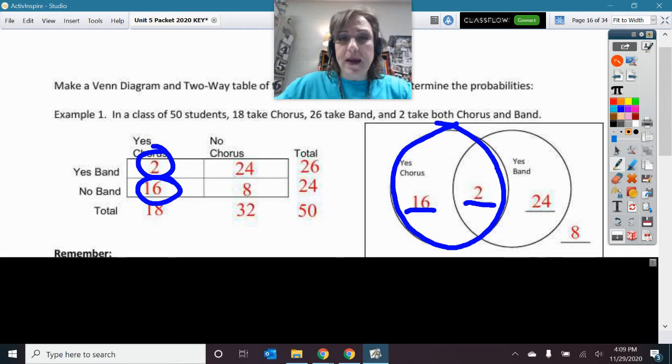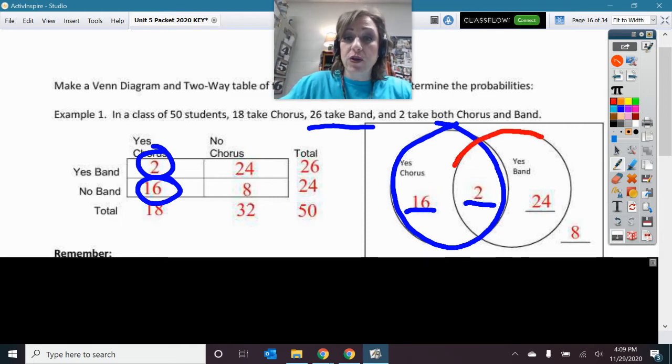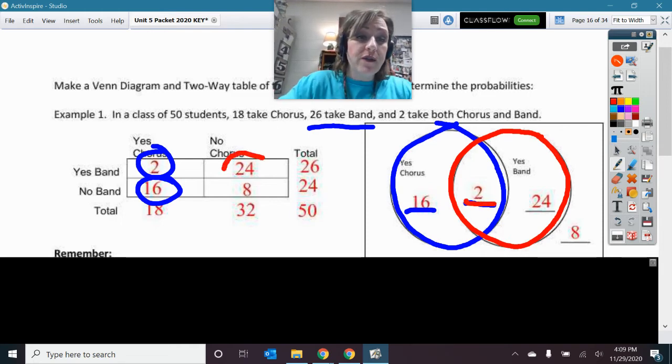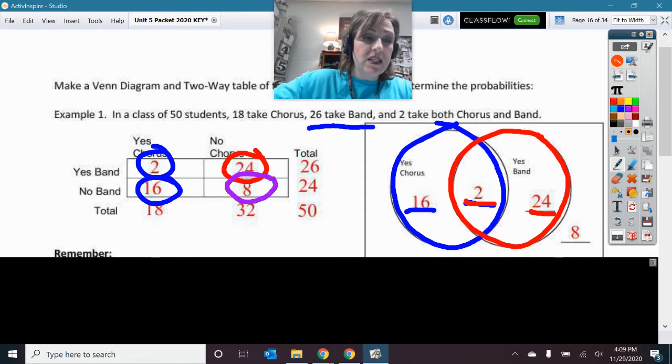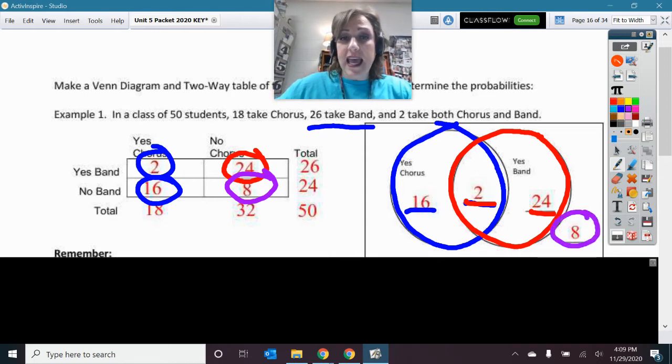All right, so now let's talk about the band. 26 take band. That means that this entire band circle is 26, so 2 is already accounted for. Then you have the 24 that are taking just band and no chorus. And then that leaves, see this left over here? This is the ones neither band nor chorus, that little 8 right there.